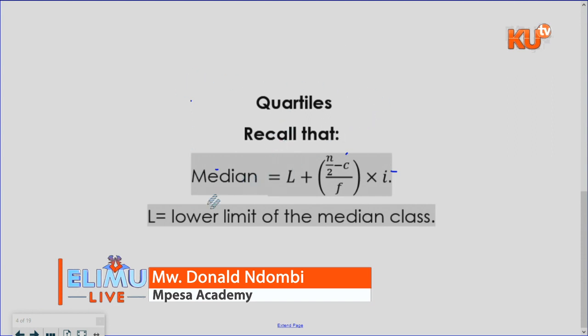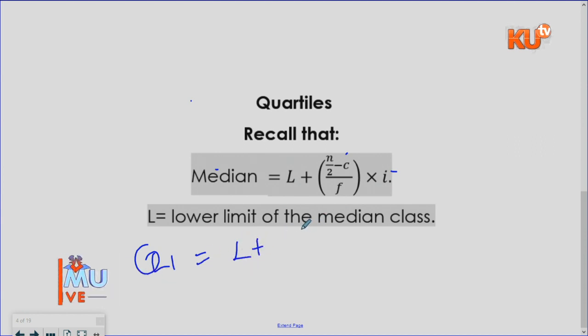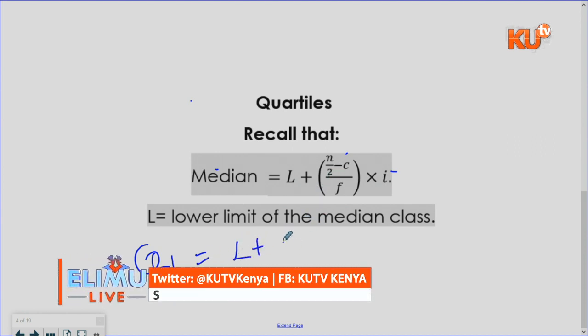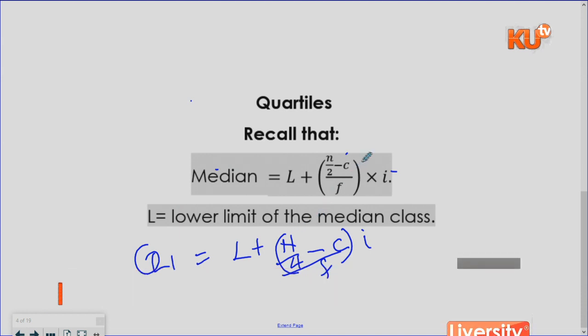Now if it is the lower quartile Q1, we write it as Q1. Q1 equals L plus, instead of n over 2, now we shall have n over 4, because that is a quarter, minus c, all over f, all of them multiplied by I. So what has changed is only n over 4 and n over 2. If you know this formula, you can calculate the other quartiles, the lower and the upper quartile.